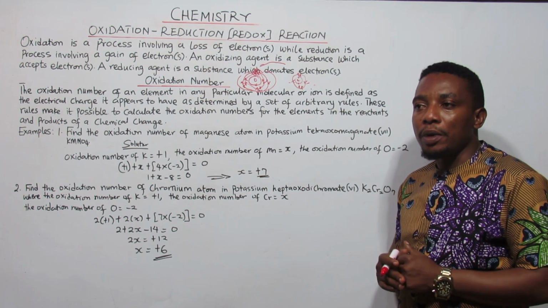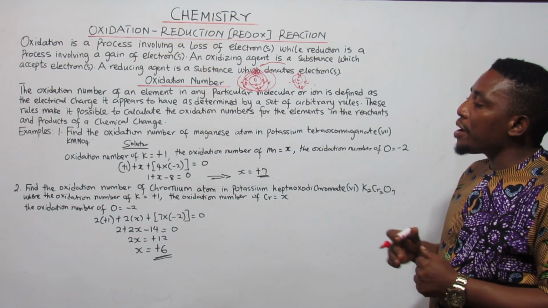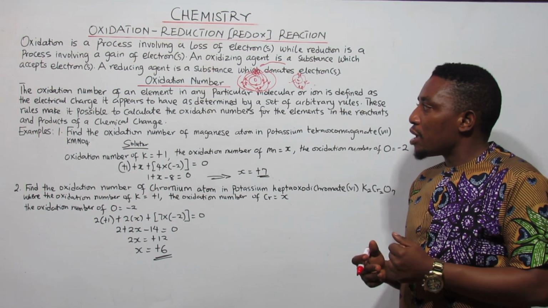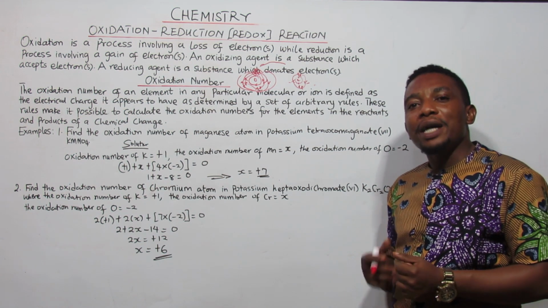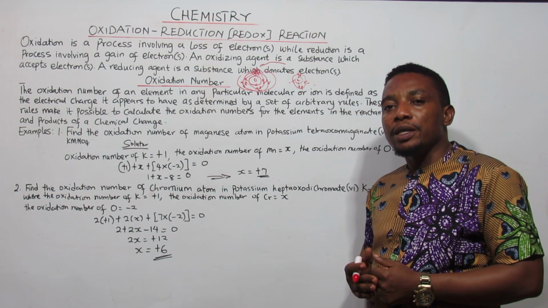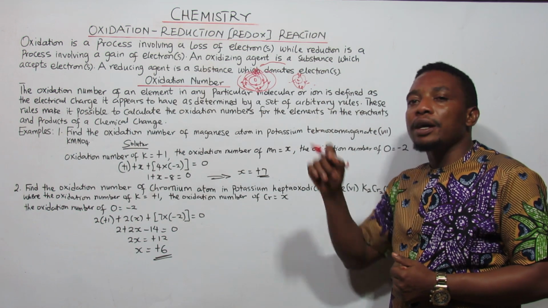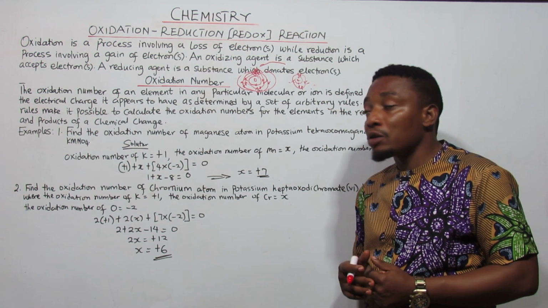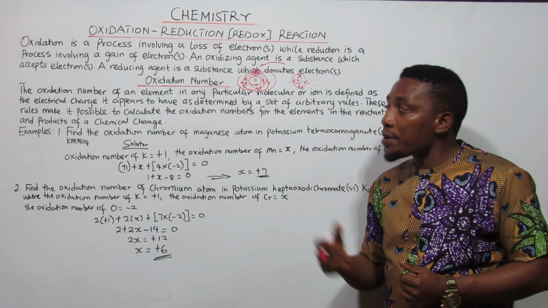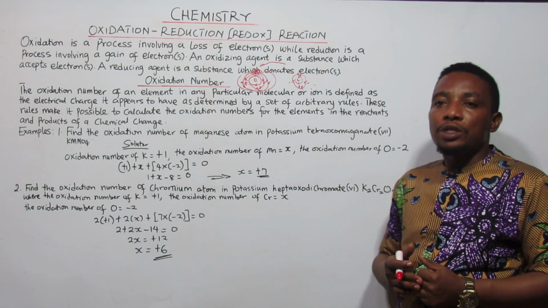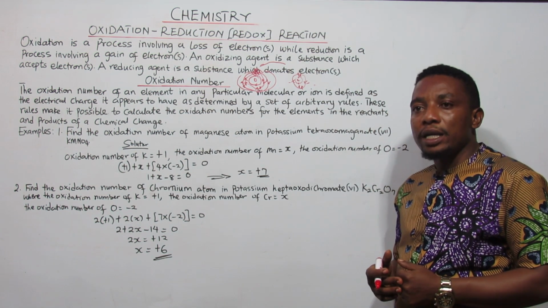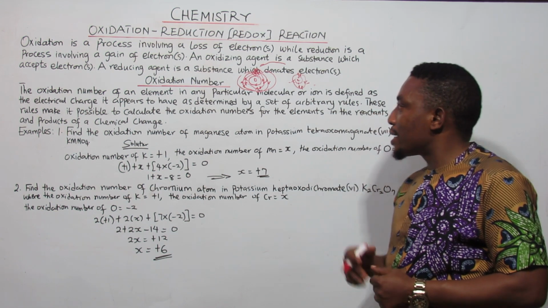calculate the oxidation number. And now, whenever you have a valency, we say valency is the combining power of an element, and you add the charge on that valency, it automatically becomes the oxidation number.